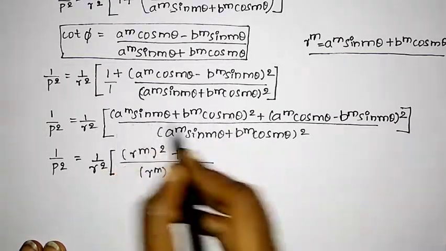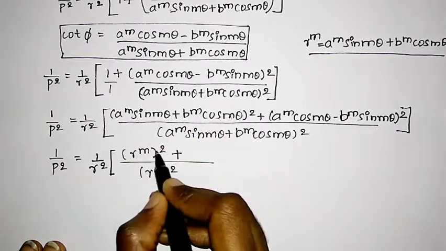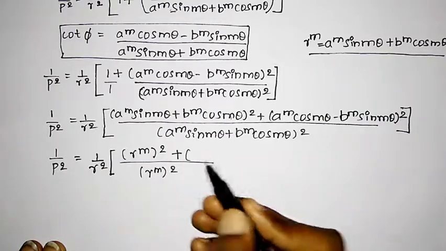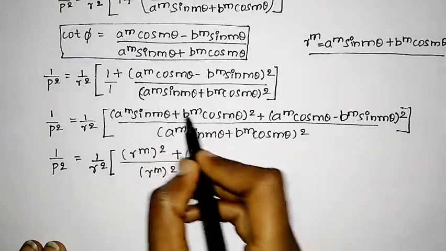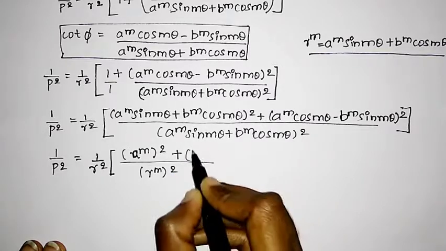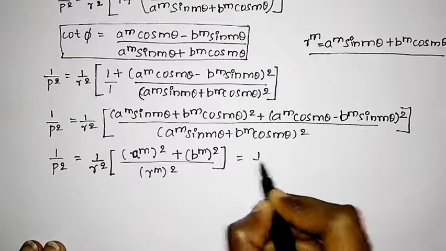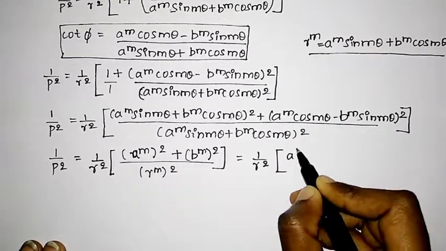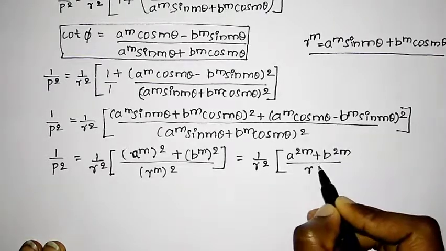So therefore we can write it in the form of a raised to m sin m theta. This is nothing but r raised to m. So r raised to m whole square. Similarly, we need to write it for b also. So it is a raised to m sin m theta whole square. So therefore it will be a raised to m whole square. Similarly for b it will be b raised to m whole square. So therefore it will be 1 divided by r square into. So if you multiply inside, it will be a raised to 2m plus b raised to 2m divided by r raised to 2m.